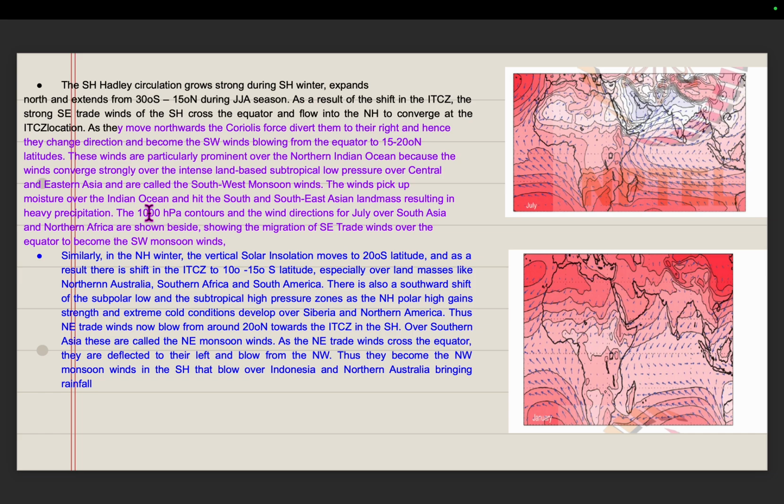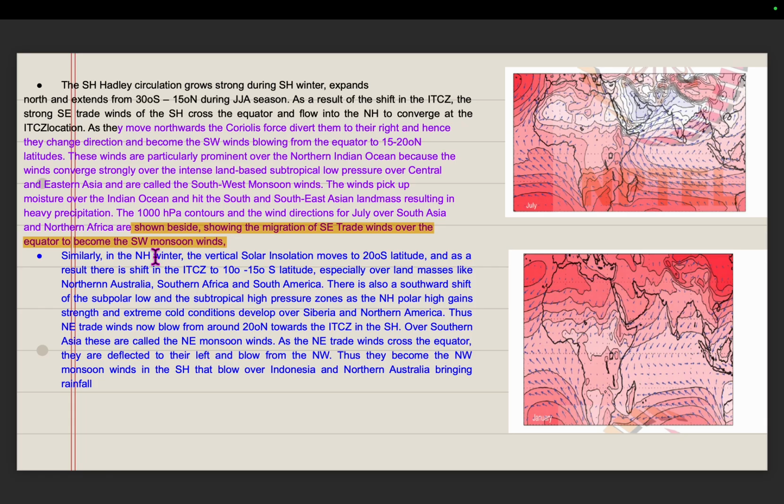This 1000 hectopascal contours and the wind directions for the July month over South Asia and northern Africa, you can see in this figure, and it is showing that the migration of the southeastern trade winds over the equator has become the southwestern monsoon wind. So the monsoon wind is really the branch which generates due to migration of the southeastern trade wind over the equator, and becomes the southwestern monsoon winds.